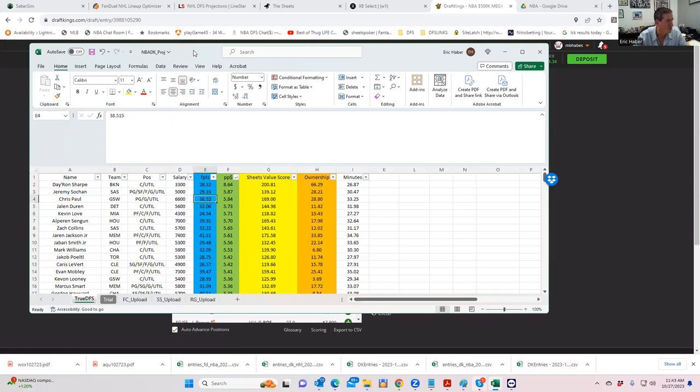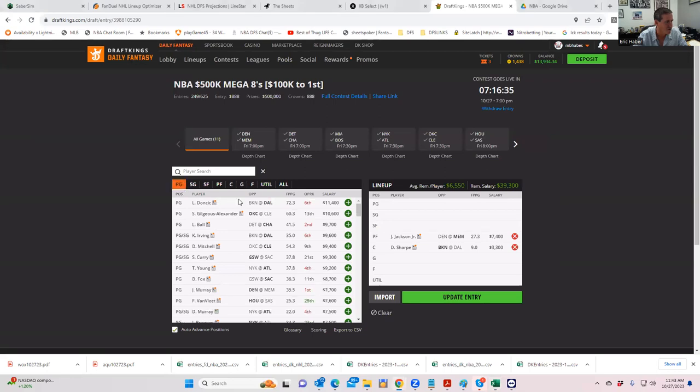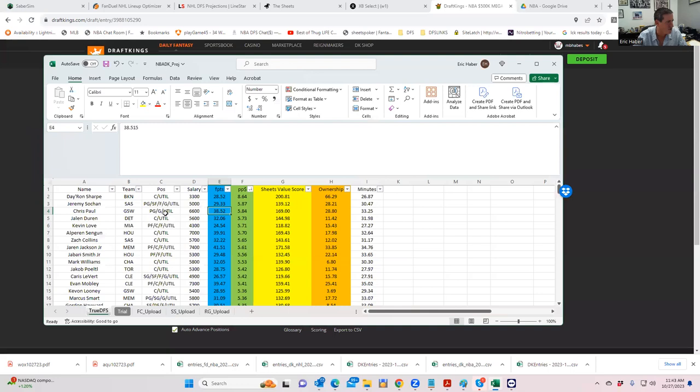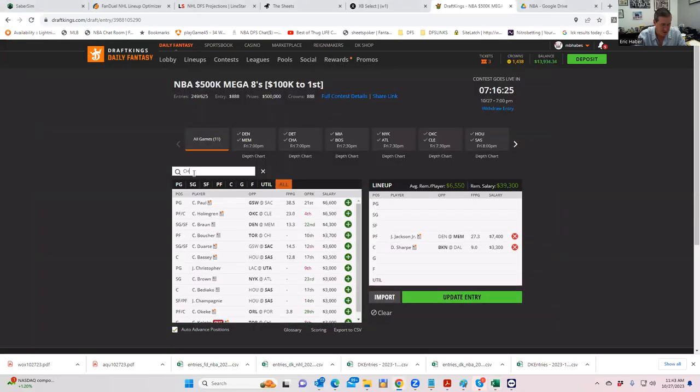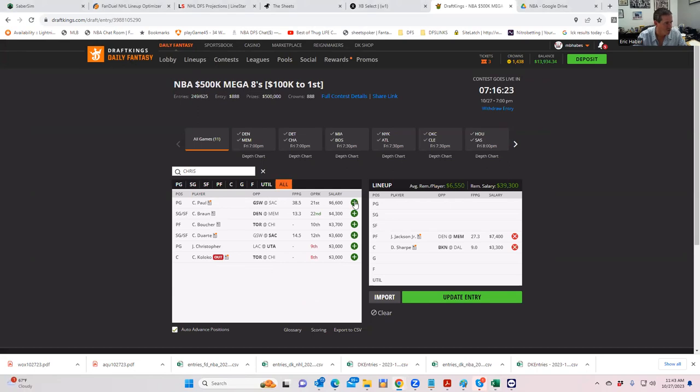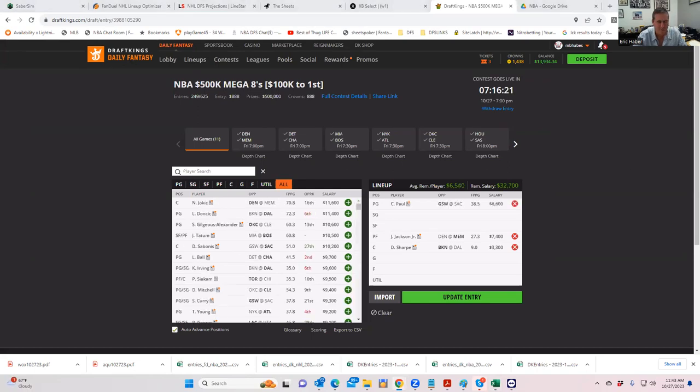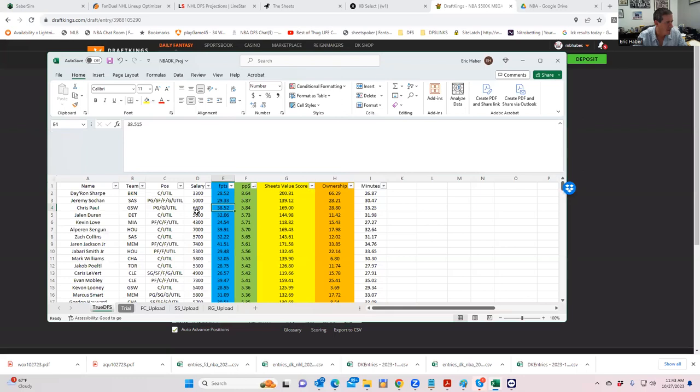Chris Paul. Okay, I think we just mentioned him before in the previous thing. So Chris Paul, very strong play. Now, where do we put him? Do we put him at shooting guard? Actually, he's only point guard eligible, so let's put him there. Good idea. All right. So Chris Paul, very strong play. Put him over there.